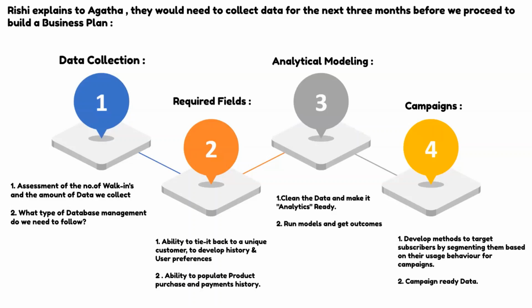We recommend you spend a few more minutes trying to understand this slide. This basically defines the steps involved in running a campaign. First is data collection, and second is what required fields you need to take from the data, and third, what model you are going to run to derive insights, and fourth, based on the insights, what campaigns you can plan to run.